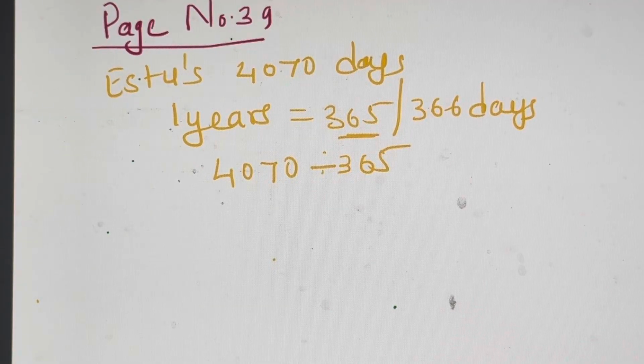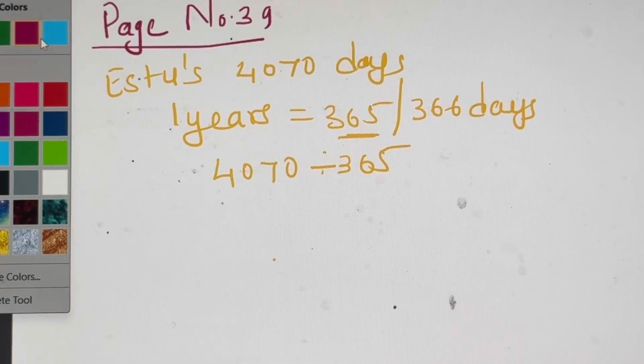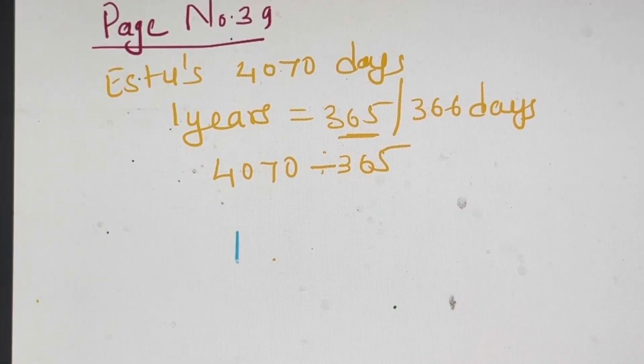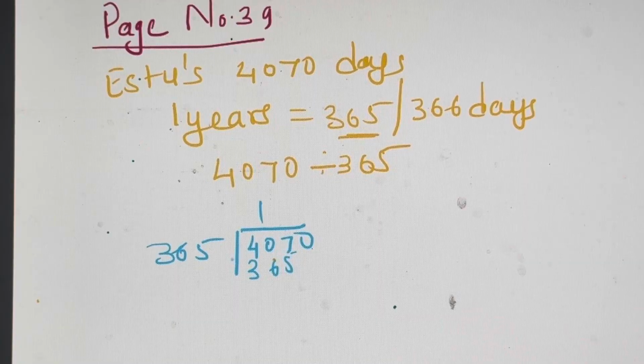Here, if whatever is given in days and you have to convert it into years, the number of years will be less. So that way you can remember and then decide division. So now if we divide this, 4070 divided by 365. So 365 ones are 365, you get 1.